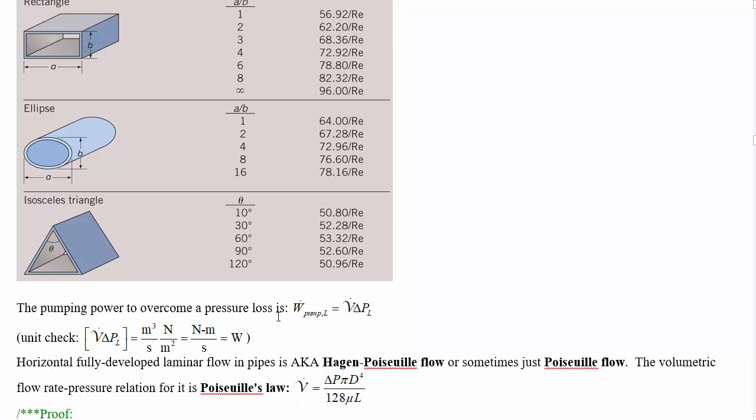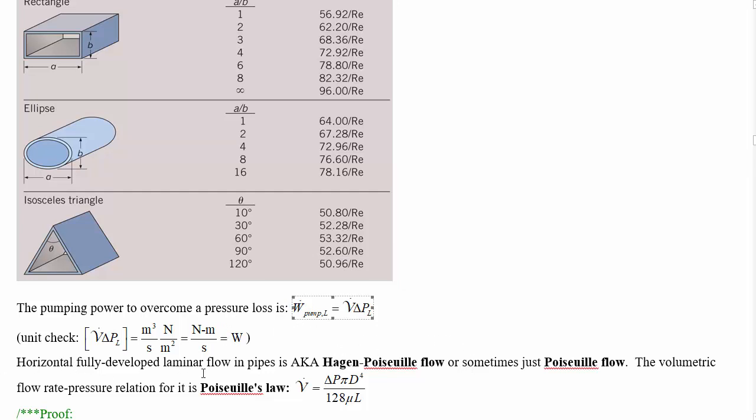To get the pumping power to overcome a given pressure loss, just like before, what you do is multiply that pressure loss by the volumetric flow rate. This is going to be cubic meters per second times newtons per meter squared, volumetric flow rate multiplied by pressure, and that turns out to be a watt. So this is indeed the pumping power required to overcome a certain pressure loss, or at least the energy that the pump has specifically put into overcoming that pressure loss.